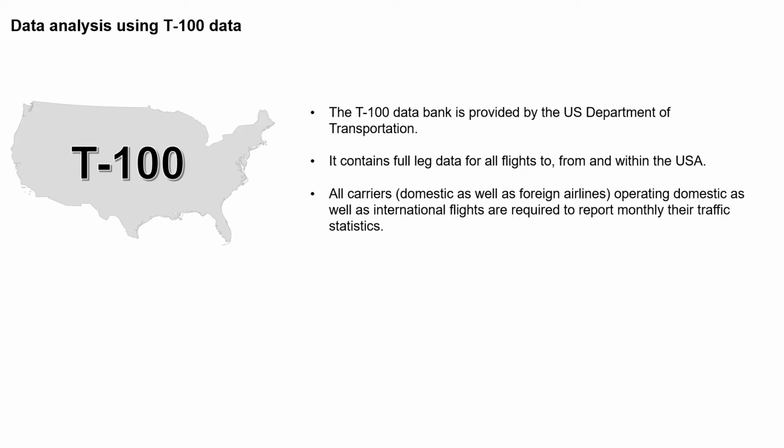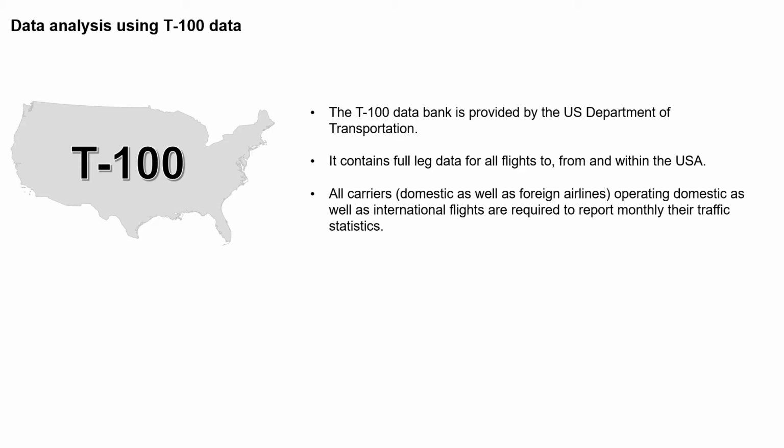The T-100 data bank is provided by the US Department of Transportation and contains full leg data for all flights to, from, and within the US. All carriers, which includes domestic as well as foreign airlines, operating domestic as well as international flights, are required to provide monthly their air traffic statistics. This makes the T-100 data a very valuable source for analyzing leg-related details.